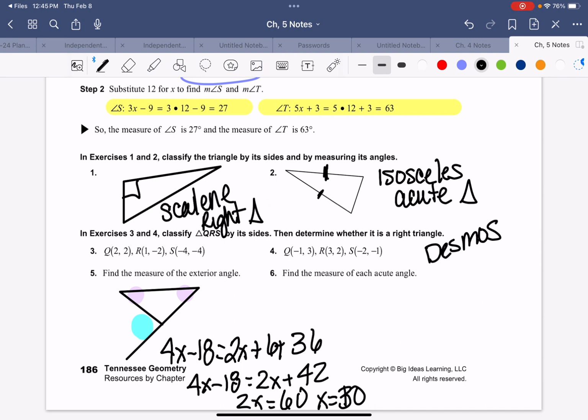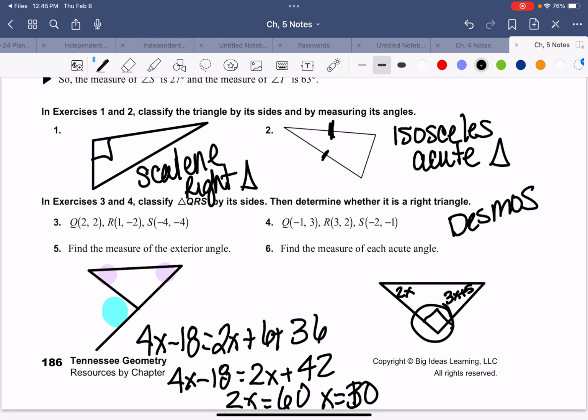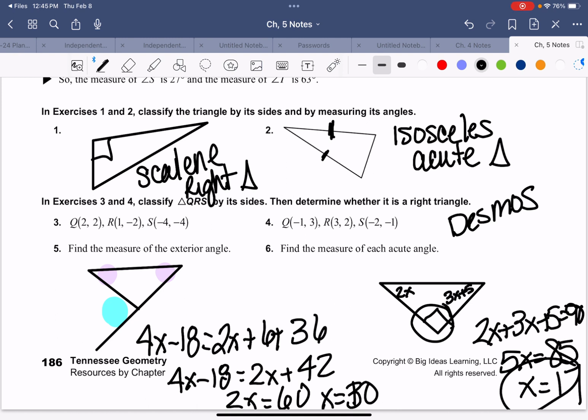Now on the second one here, what have I got? I've got a right triangle. Okay. And because I already know we've got 2x and then we have what, 3x plus 5? Since this is a right angle, I don't need to add that back in. I can simply say that 2x plus 3x plus 5 is equal to 90. So 5x is equal to 85 and x is going to be equal to 17.